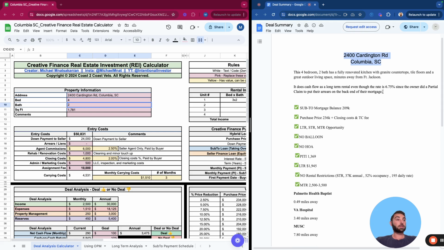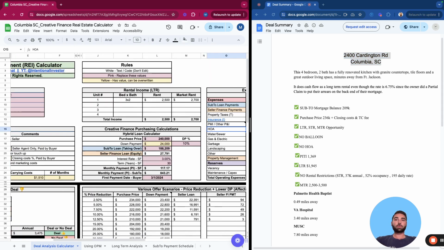So this property has arrears, so there are loans that need to get paid off prior to the sale. However, it sounds like what the seller was able to do is add the arrears, the missed payments, to the back of the mortgage. So as long as the loan stays in place, this amount won't have to get paid off right away. It'll get paid off over time. So that's interesting.